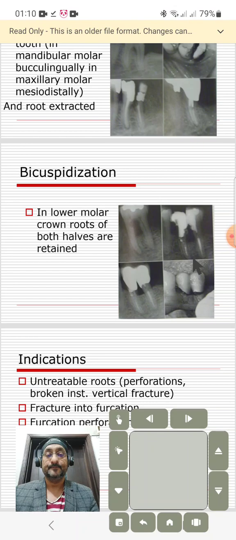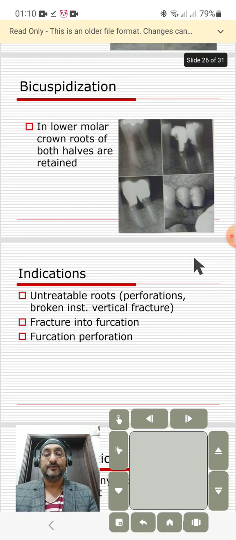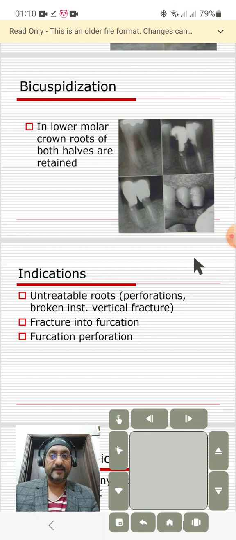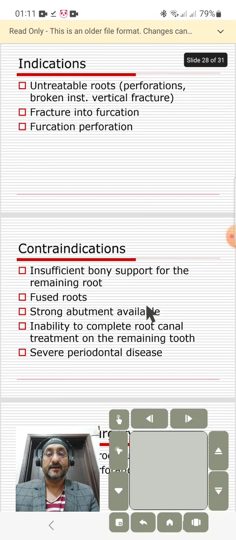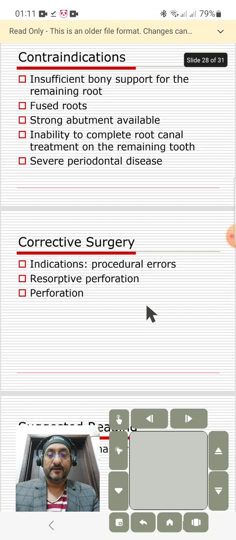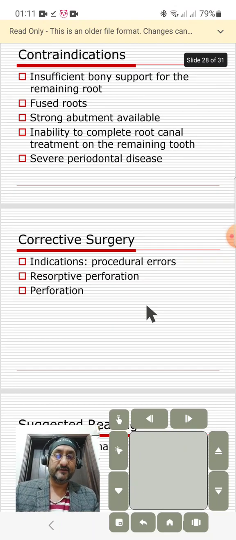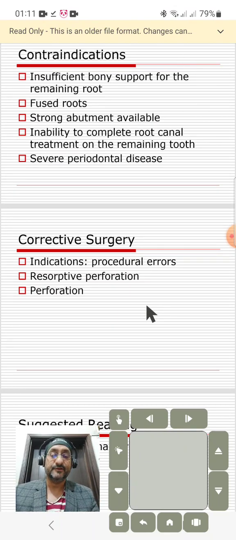Here you can see once you treat the pathology. Okay. So the indications of bicuspidization are untreated root perforations, vertical fractures, fracture into the furcation, or perforation in the furcation area. So corrective surgeries, you can say, when you have procedural errors, resorptive procedures, and perforation, you just raise the flap and repair it with the help of restorative materials.